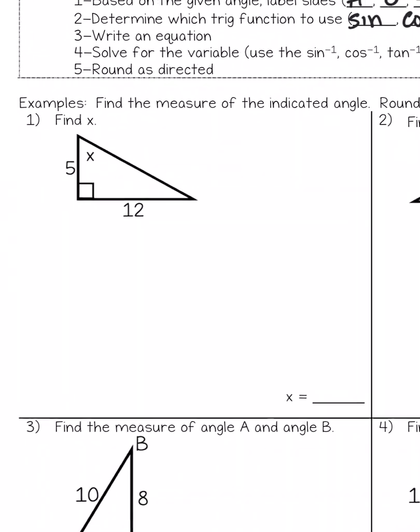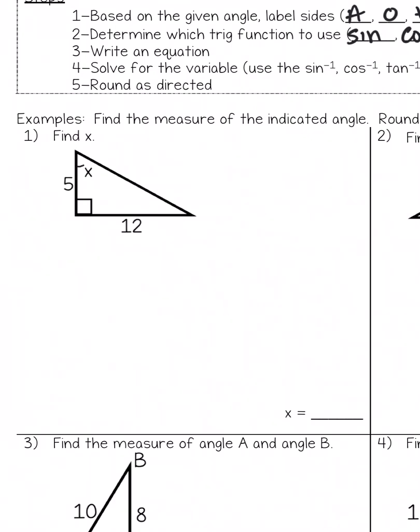So for our first one, we are trying to find the measure of this angle right here. So my first step is to label my hypotenuse. The side that's 12 would be my opposite, and 5 would be my adjacent. The sides that I have information about are the opposite and the adjacent. So I know I'll be using tangent.